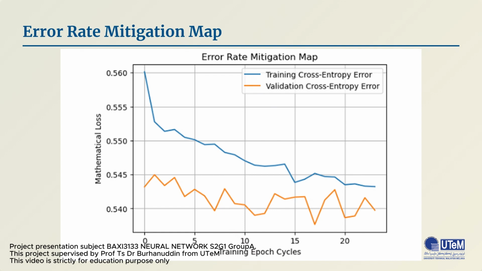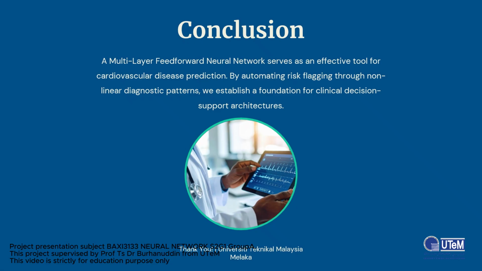The next one is error rate migration graph. We can see that the blue one is training cross entropy error. So the error is going lower and lower after the training cycle, same as the orange one. The orange one is validation cross entropy error, but the trend is not so stable compared to the training cross entropy error. Okay, that's all.